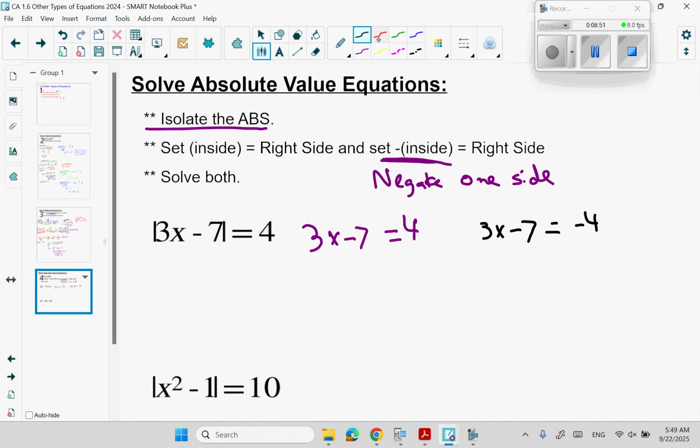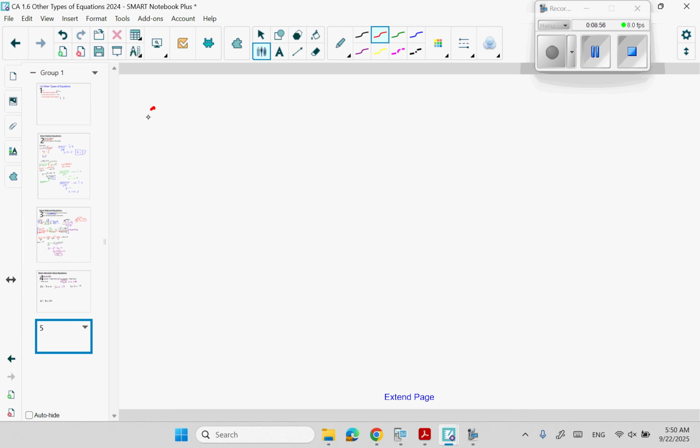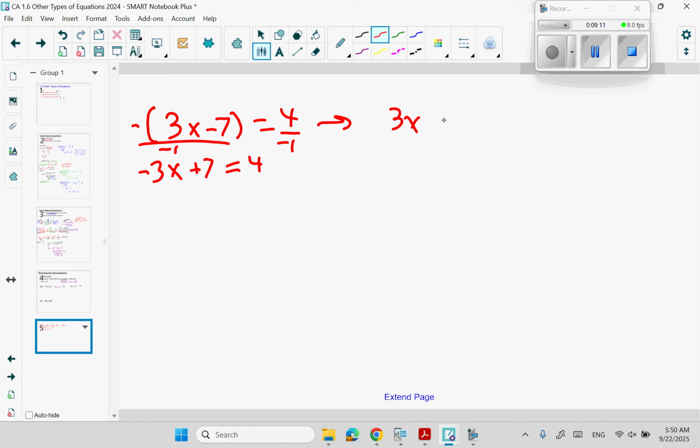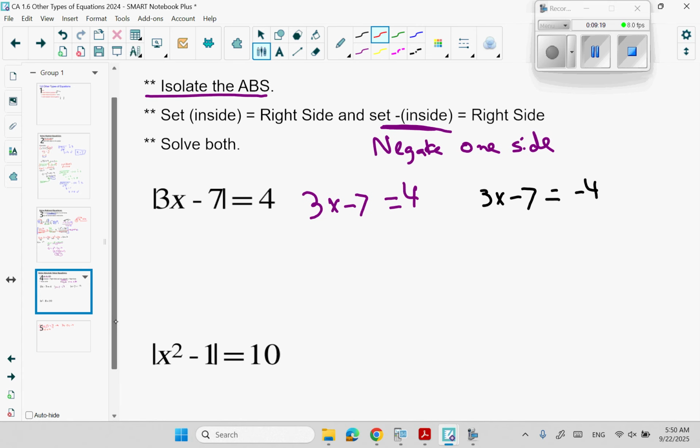The reason it doesn't technically matter is, for a second, let's assume I negated the left-hand side. So that would be negative times 3x minus 7 equals 4. And I distributed this negative, so negative 3x plus 7 equals 4. Or I could divide the entire thing by negative, and I end up with the exact same expression we were just talking about. So as long as you negate only one side, you're fine. And the other nice thing is, while you're solving both equations, the steps remain the same.